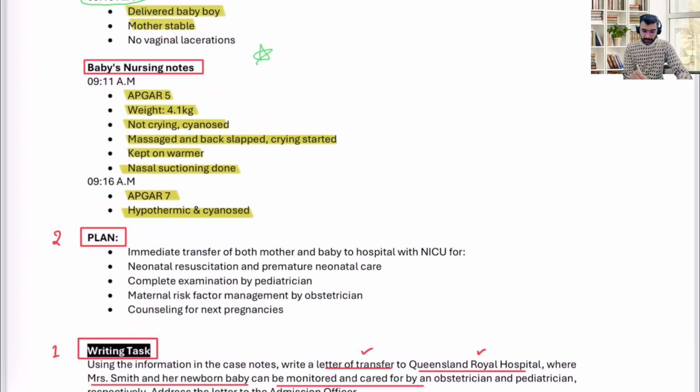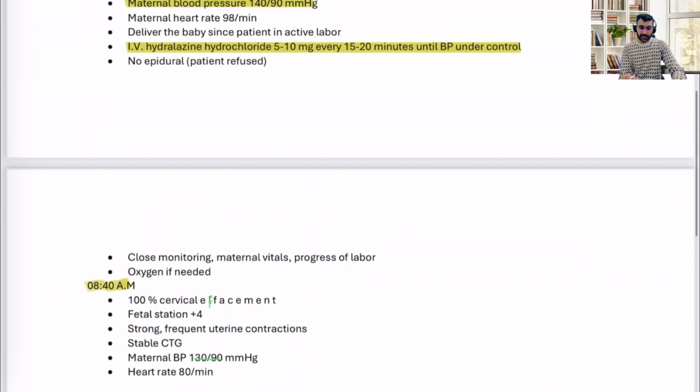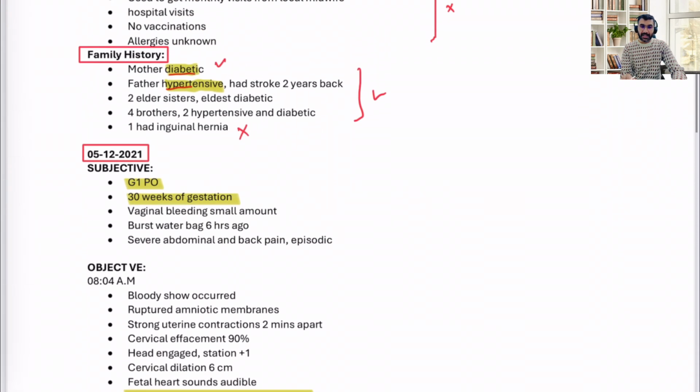Okay, immediate transfer of both mother and baby to a hospital with ICU care for neonatal resuscitation and premature neonatal care, complete examination by a pediatrician, maternal risk factor management by an obstetrician, counseling for next pregnancies. We will write all of them. They are important. Now we have selected the content, okay, and we can write a letter with the selected content.